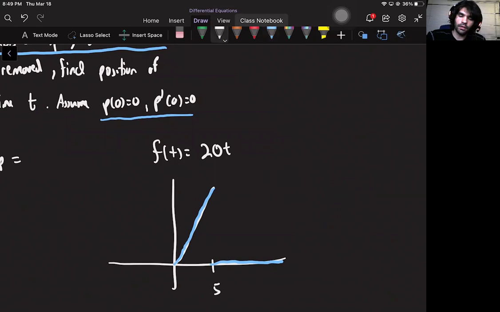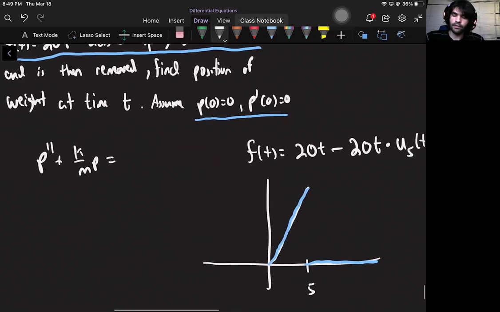So what I can do is take 20t and subtract 20t. That just gives me 0, right? Well, I don't want it to be 0 all the time. I only want it to be 0 after 5 seconds. So this use of 5 will flip the second 20t on after 5 seconds, and I'll get 20t minus 20t, which is 0. So the rest of the time it'll be 0. That's going to be my external force.